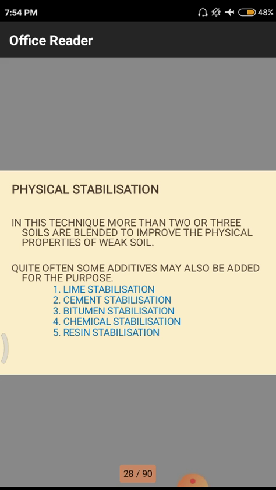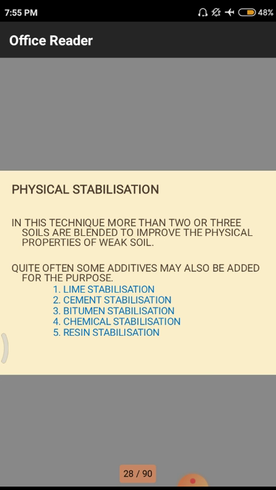In this physical stabilization we are having different materials. First one is lime, cement, bitumen, chemical and resin. All those have binding properties, so those are called physical stabilization parameters. In this particular technique, two to three soils are blended to improve the physical properties of a weak soil. In the previous case, that means mechanical stabilization, we are using two to three quantities of soils and simply mixing. After the mixing is over, we are compacting with the help of rollers.